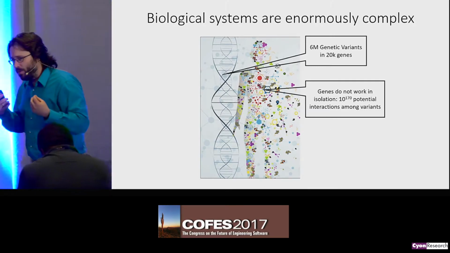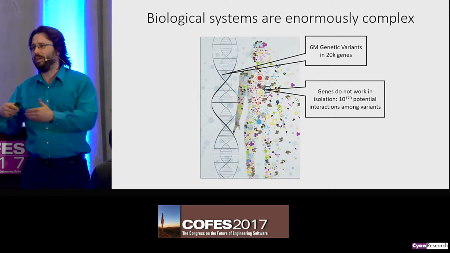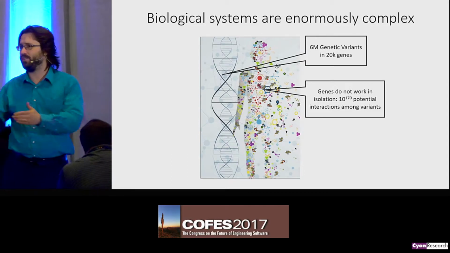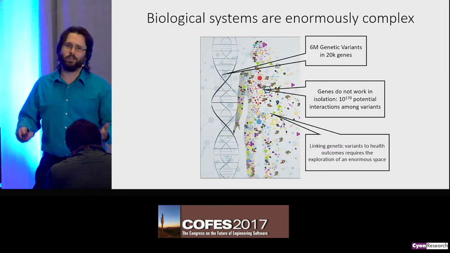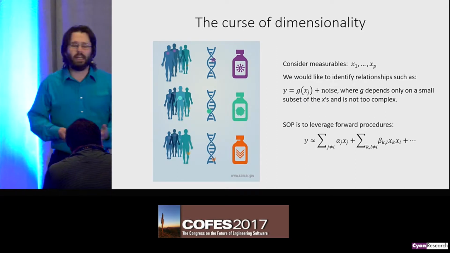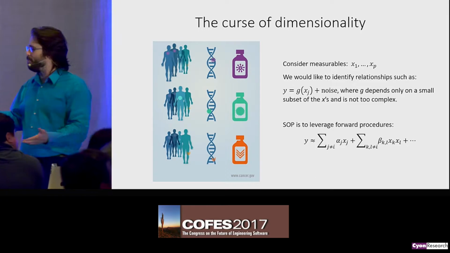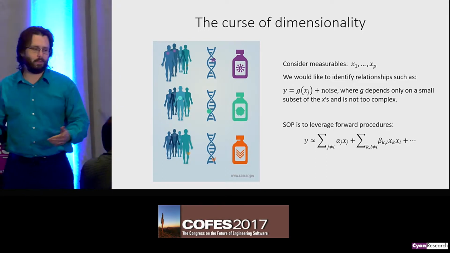For diseases where we know a lot about what's going on, the collection of variants that participate in nonlinear combinations to affect the complex trait is very, very large. It's dozens or hundreds. And so to link genetic variants to health outcomes, we have to explore a pretty enormous space. Now, this is a common problem. It's a curse of dimensionality. We've got a bunch of measurables, and we want to understand how they affect some output, prognosis or treatment recommendation, etc.